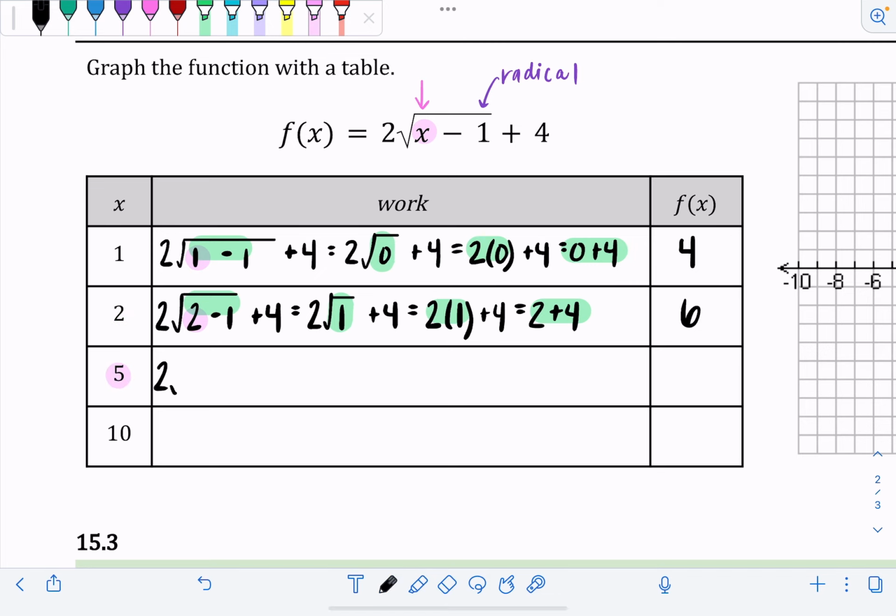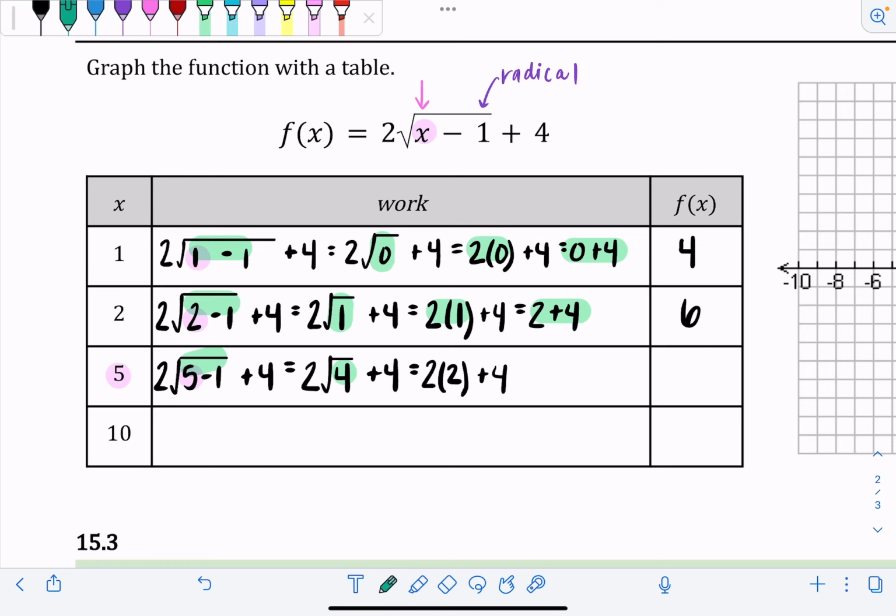So this will be 2 times the square root of 5 goes in for x, that first number inside the radical, and then minus 1, and then plus 4 outside the radical. And then we will subtract inside the radical first. So we'll do the 5 minus 1. So this will be 2 times the square root of 5 minus 1, so that would become a 4 right there. And then we would keep the plus 4 outside the radical. And then next we would square root. So this would become 2, and then the square root of 4 is 2. And then plus 4 at the end.